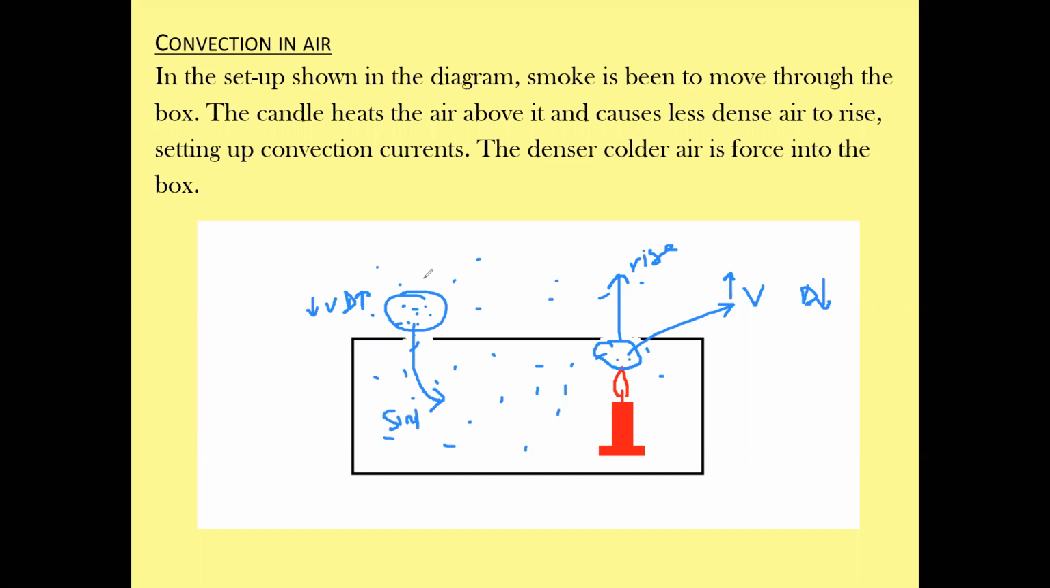So if we place a smoke particle here, because the air particles are moving down, the smoke particle will also move down with the air particles. If I place a smoke particle at position B, because the air particles are moving up, the smoke particle will move upward from position B. Is it clear now?